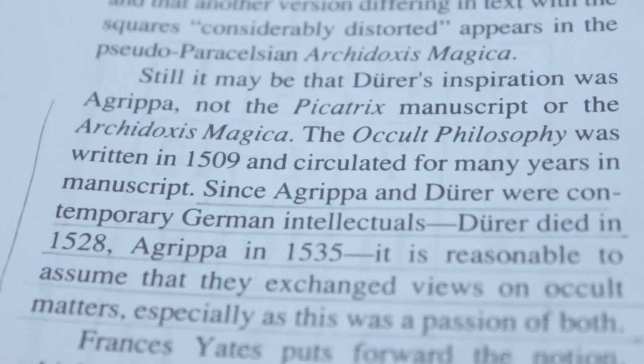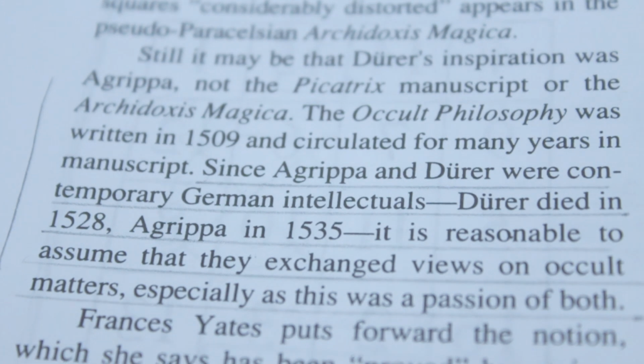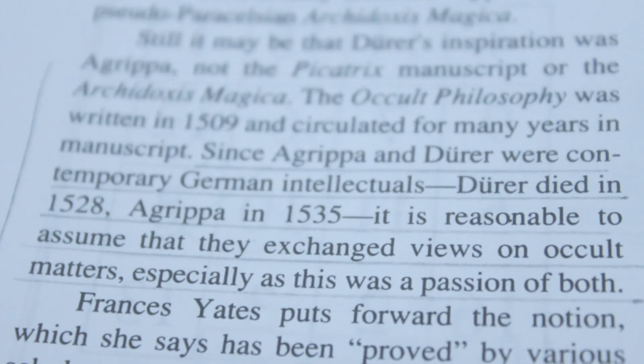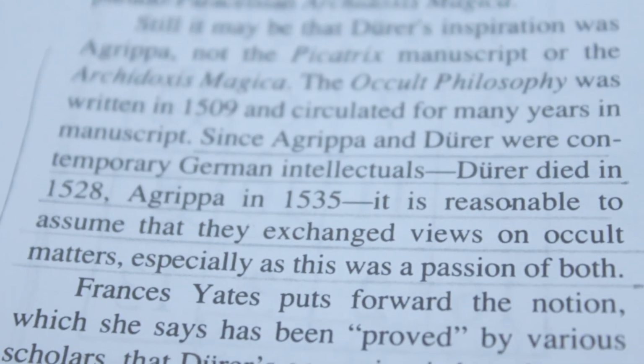Donald Tyson, who edited and annotated Agrippa's 3 books of occult philosophy, states, "Since Agrippa and Durer were contemporary German intellectuals, it is reasonable to assume that they exchanged views on occult matters, especially as this was a passion of both." Durer's book, Of the Just Shaping of Letters, cloaks his occult knowledge as it relates to alphabetic form. In fact, this odd title clearly states that it is only a formalized instructional booklet for the trades to properly draw the Roman letters and nothing more.